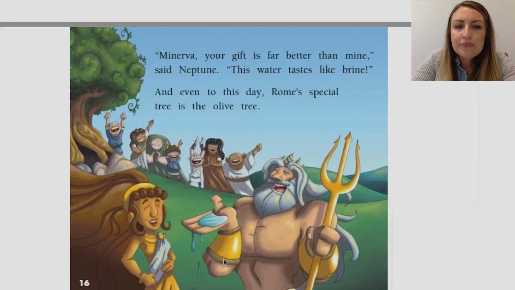Minerva, your gift is better than mine, said Neptune. The water tastes like brine, and even to this day, Rome's special tree is the olive tree.